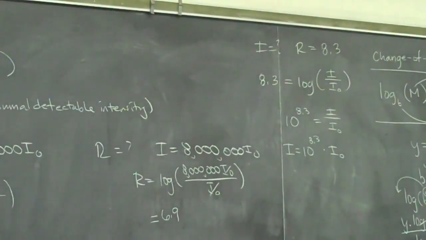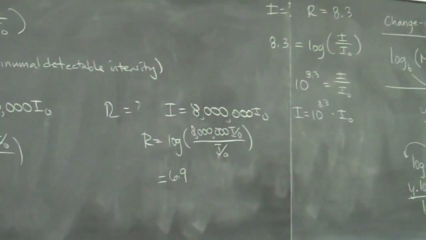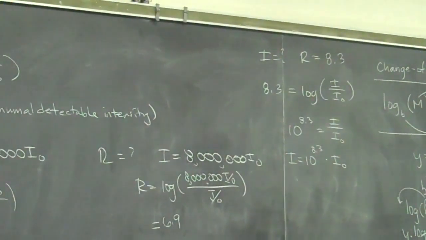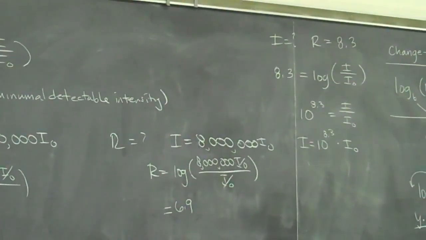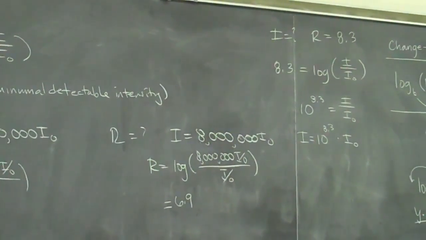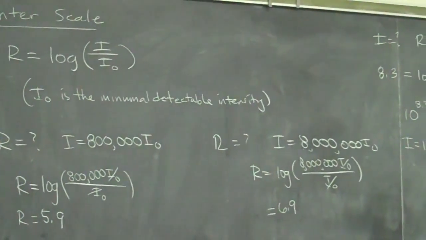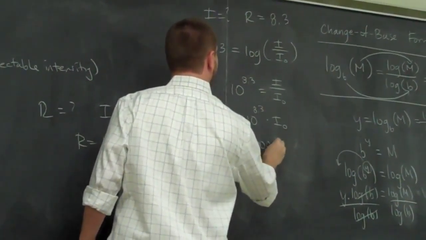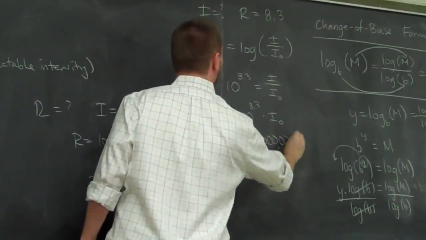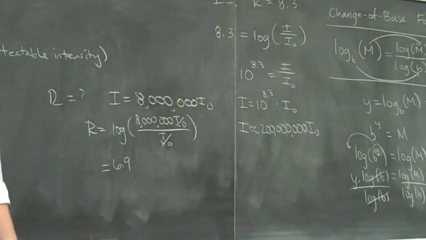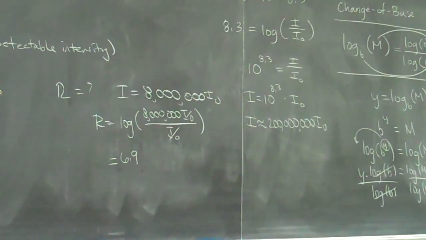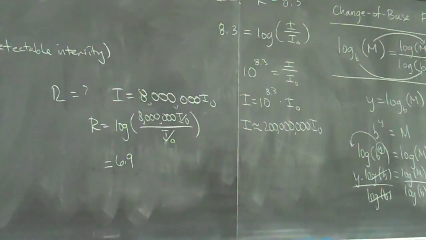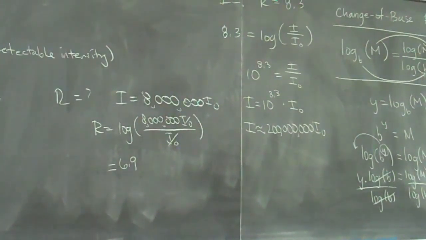And on my calculator, if I do 10 to the 8.3 power, it's big. I'm getting almost 200 million, if I'm counting correctly. Are y'all getting 200 million-ish? Yeah. That's how strong it is. It's about 200 million times stronger than that I sub 0, whatever that turned out to be. That does sound strong.